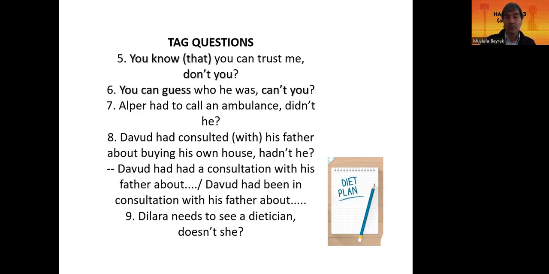Now, to be in consultation with somebody, or have a consultation with somebody. These are practical, just like having an interview with somebody, but interview somebody. So, 90%, they say Dawood had consulted his father.